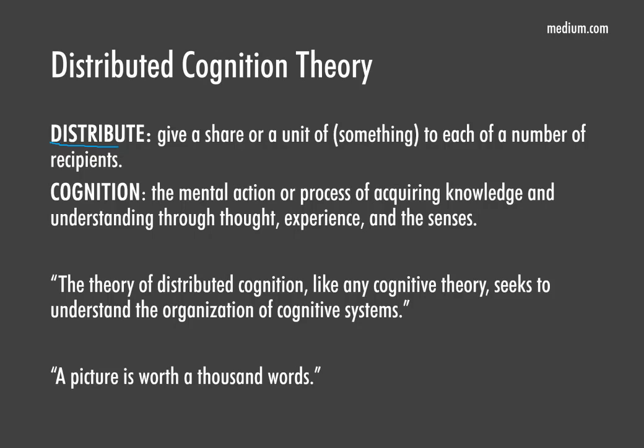Cognition is the complicated one, actually. It's the mental action or process of acquiring knowledge and understanding through thought, experience, and the senses. And together, a distributed cognition theory, like any cognitive theory, seeks to understand the organization of cognitive systems. So, how do we use this complicated term in designing an interface?